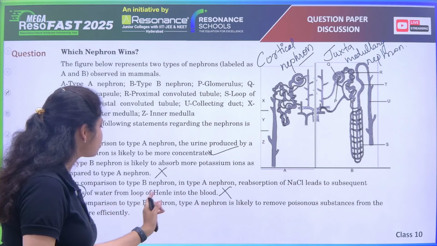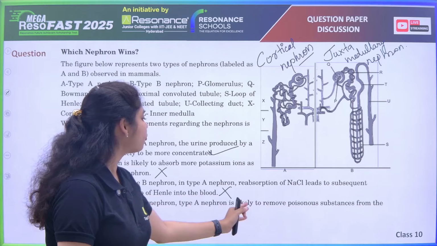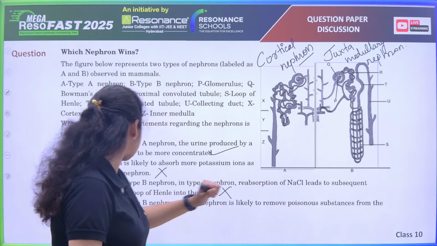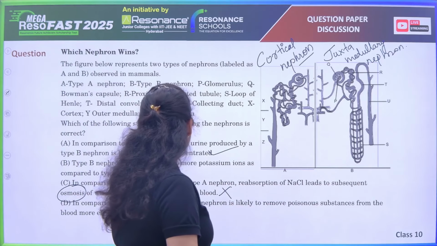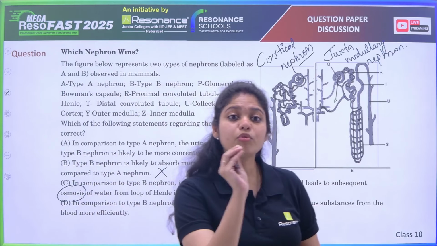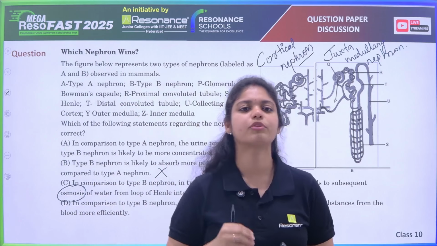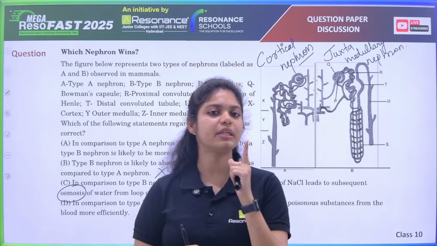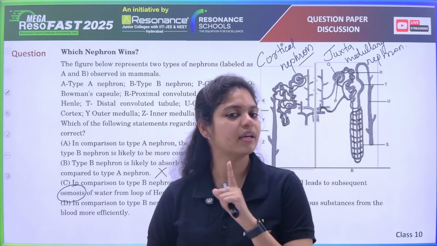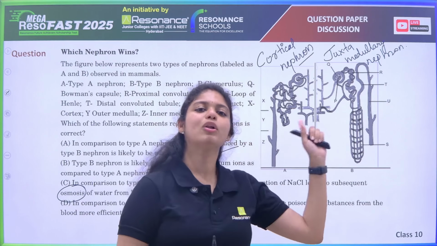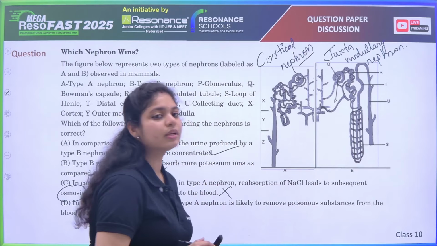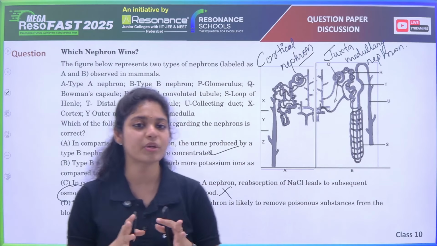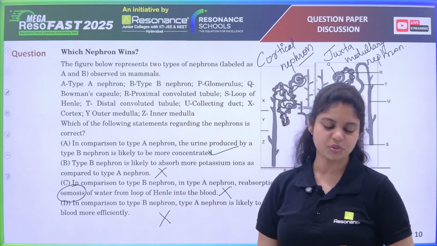In comparison to type B nephron, type A nephron is likely to remove poisonous substances from the blood more efficiently. But when we are talking about the nephron, the elimination of the poisonous substances usually takes place at the collecting duct. It has nothing to do with, again, the loop of Henle. So this statement will also be a wrong statement. So the most appropriate answer would be the first option.